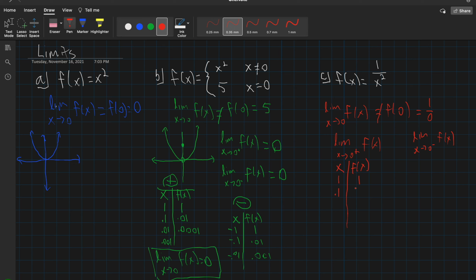So 1 over 0.04 is... 1 over 100th is 100. 0.01. Okay, this is gonna get a little trickier. 1 over 10,000. 1 over 10,000 is 10,000. And that's as far as I'll go.